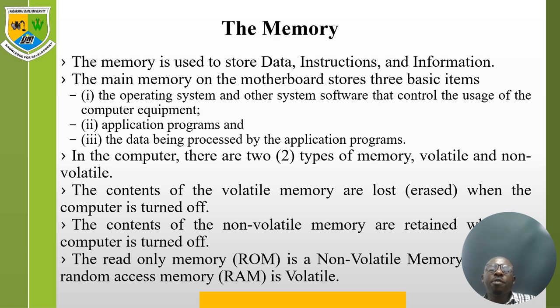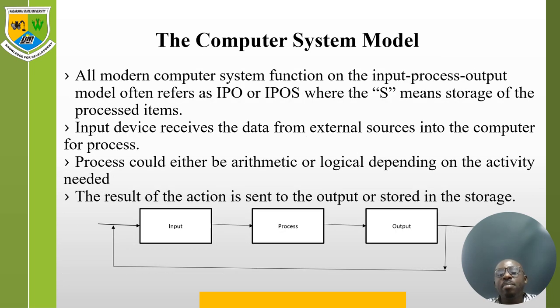Then an example of a volatile memory is the RAM, the random access memory. Again, this type of memory helps you to see the work you are doing. But the moment your system goes off without you saving that job, you lose everything. So that was why we called it a volatile memory.